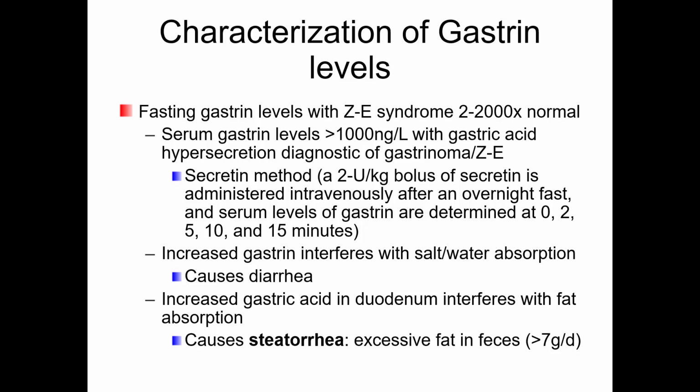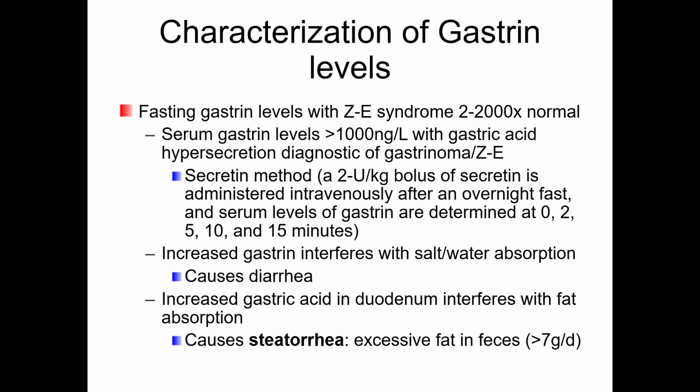There is a secretin method that is used for evaluating gastrin. So a 2 units per kilogram bolus of secretin is administered intravenously after an overnight fast. So the patient doesn't eat overnight. In the morning, they get an IV of secretin, and then serum levels of gastrin are determined at 0, 2, 5, 10, and 15 minutes.